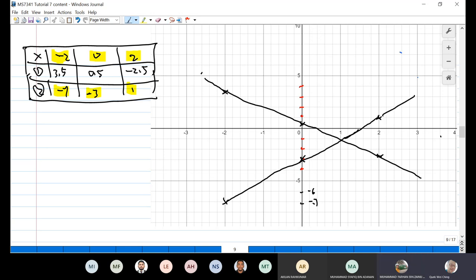So we have two straight lines. The first line is here, this one. The second line is here. So where is the intersection? You can see very clearly from the graph, if you draw accurately, the intersection is somewhere here: x equal to 1, y equal to minus 1, right? This is the point 1, minus 1. After you draw the two straight lines, you find where the common point is. This is how you solve the two simultaneous equations.